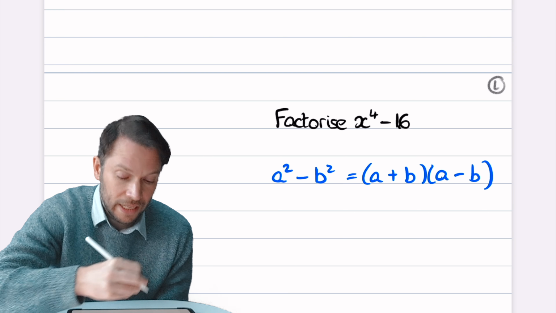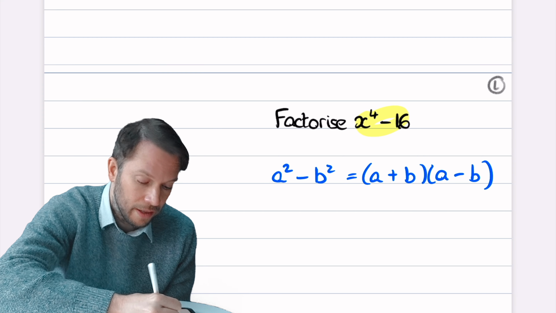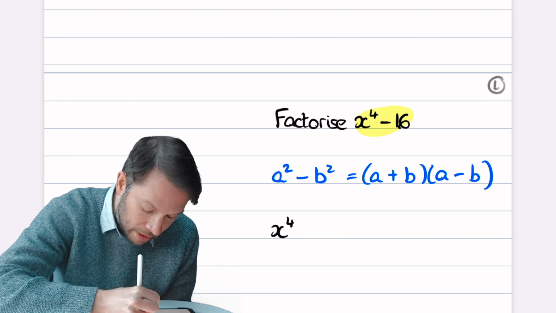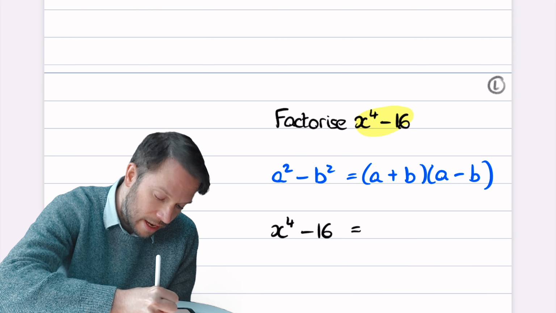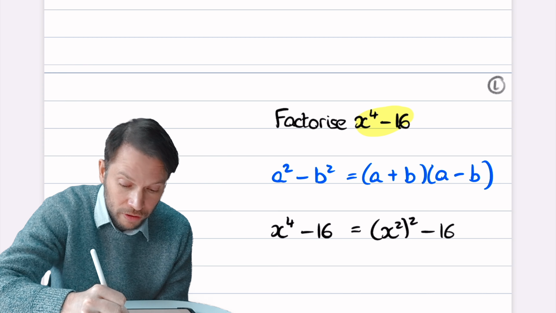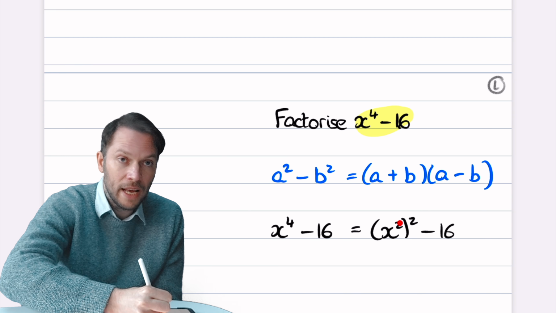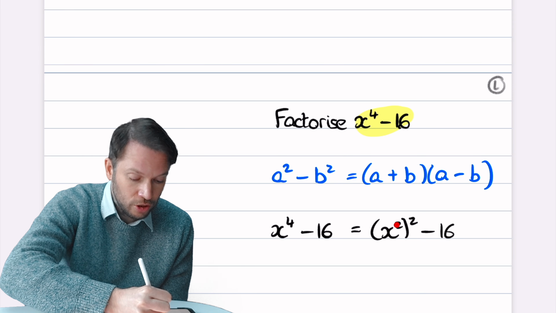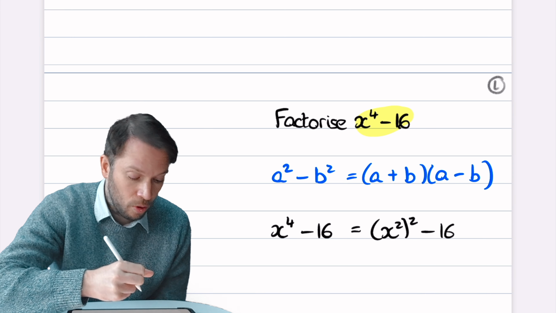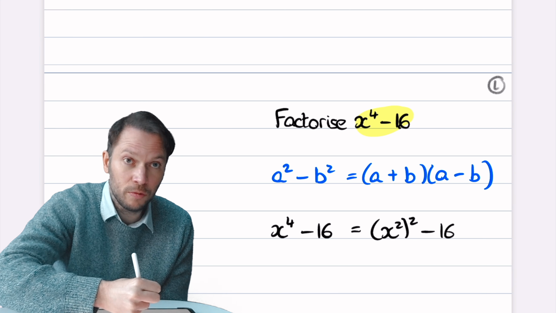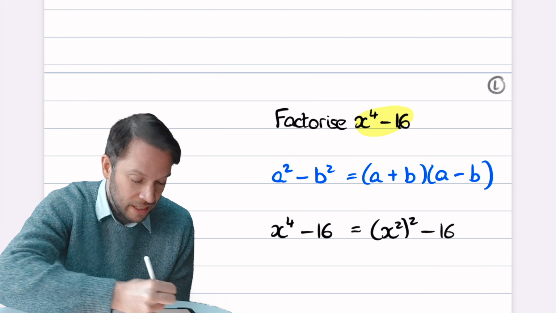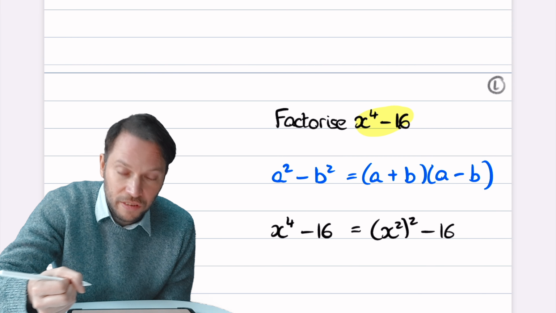Now we can actually apply it to this expression that we have here. And the reason is because I could write x to the 4 minus 16 as x squared, all squared, minus 16. Because by laws of indices, when you have x squared to the power of 2, you do 2 times 2, which is 4. So this would be x to the power of 4. But this is great because now I've got a difference of two squared things. This is a squared thing because it's x squared squared. And 16 is obviously a squared thing because it's a square number.